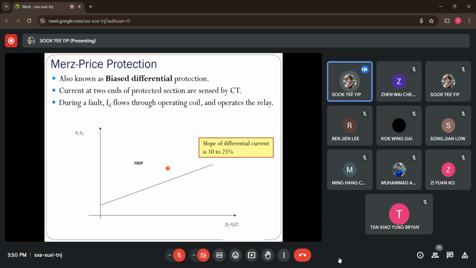In the event I have an external fault, it causes a small current flowing through the differential relay, let's say due to the mismatch of the two current transformers placed at both sides of the stator winding. This time it will fall under this line here, which is the healthy region. So it will not operate. This is the same as what we have learned for transformer protection with bias differential relays.